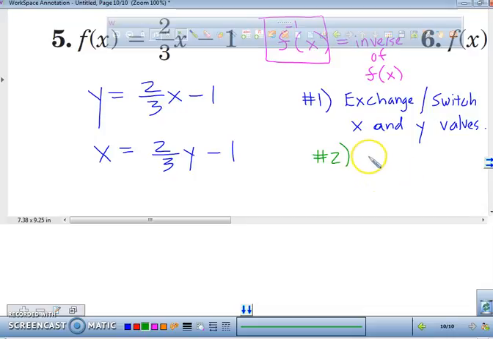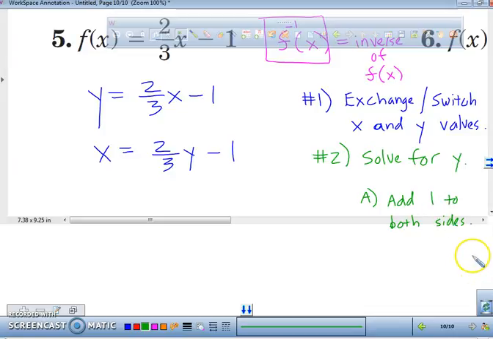Now, step 2, I want you to solve for y. So we're going to solve for y. Now, what would be the very first step for solving for y? If I said, hey, I need you to solve for y right here. So the first step right here, A, we add 1 to both sides. And when I say add 1 to both sides, I mean both sides of the equal sign. So we'll put plus 1 right here and plus 1 right here. So let's see what we have. X plus 1 is simply x plus 1.